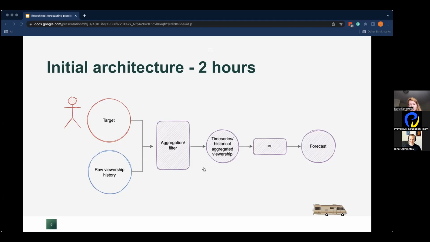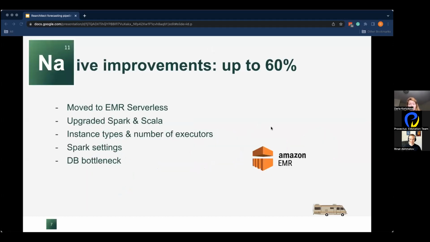So when we just joined this project, we found this architecture, and we started from very naive improvements. Each of these elements in the diagram is basically a Spark Scala job deployed on EMR. And we started looking into the metrics of EMR, and into ways to improve the performance, and that really gave us very good results at the end of the day.